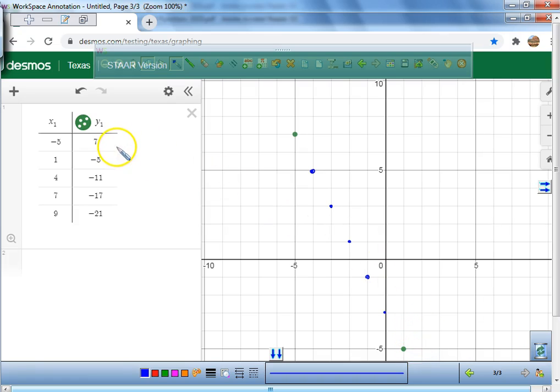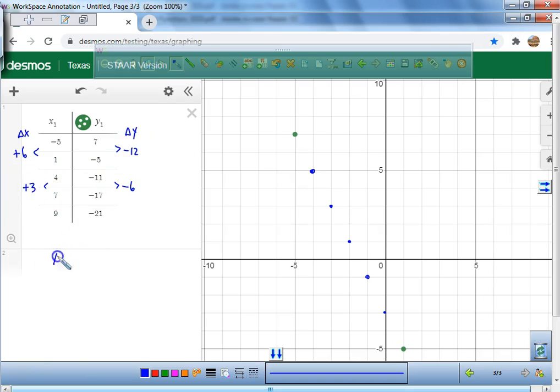Now we can also find it in a table by finding the change in the y and putting it over the change in the x. I'm going to call this the change in y. I'm going to call this the change in x. If I go from 7 to a negative 5, that means I went down 12 units. If I go from negative 5 to 1, that means I went up 6 units. Let's do another one. Ready? If I go from negative 11 to negative 17, that means I went down 6 units. If I go from 4 to 7, that means I went up 3 units.